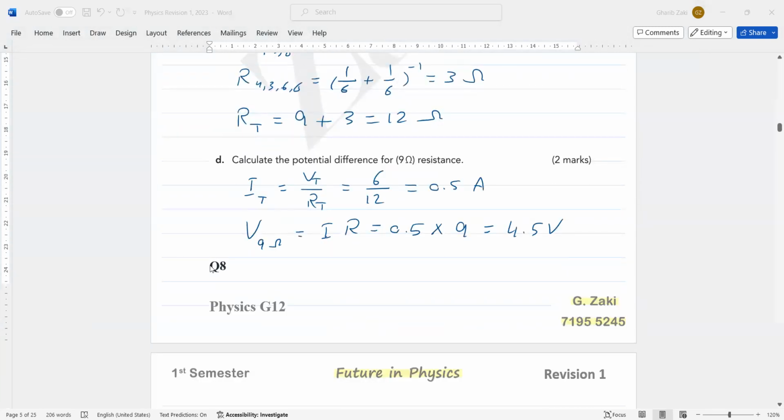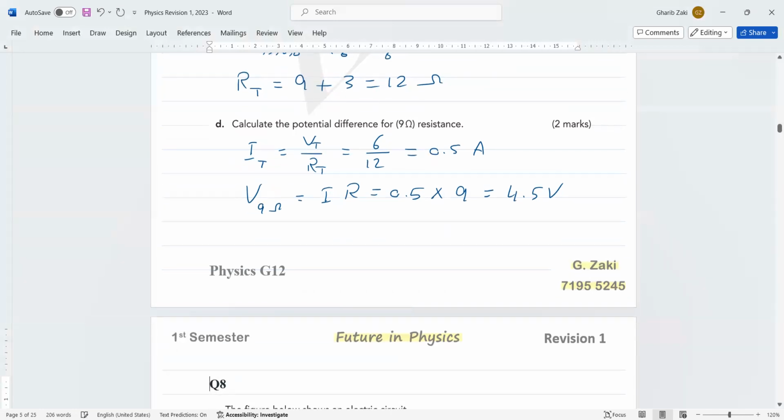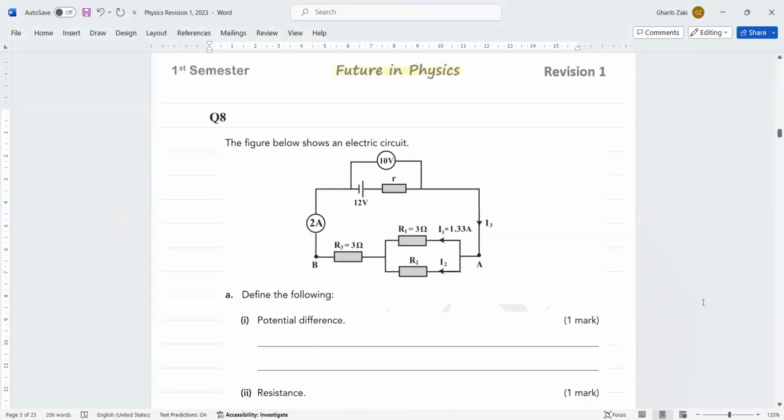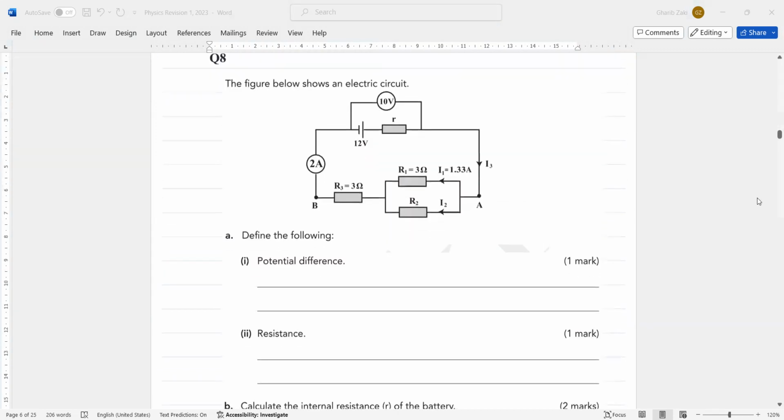Okay, now, next question. Question number 8. Ready? Start, please, to solve. The factors that affect resistance, I explained the factors. Now, define the potential difference. Already I gave you the definition at the beginning. Here, we have to write the solution to be a guide for you.